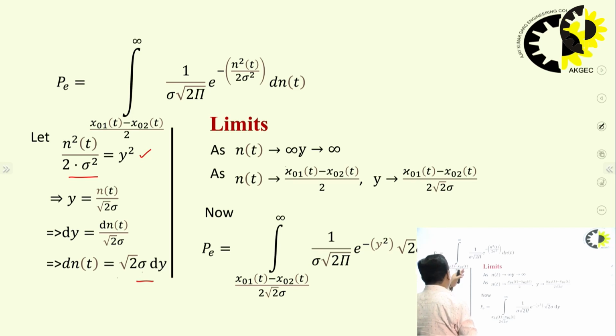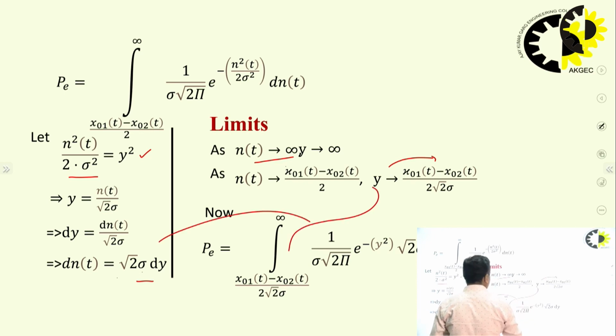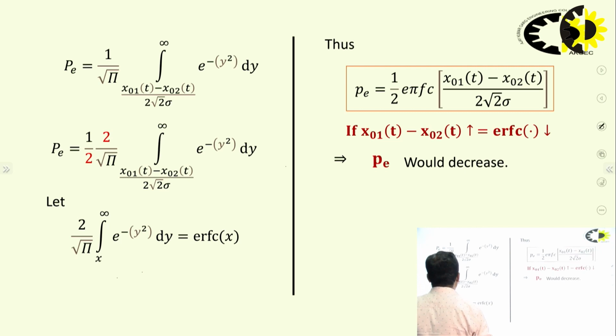If I substitute these values here, the limits will change accordingly. Whenever n(t) goes to infinity, y also tends to infinity, but whenever n(t) is (x01(t) minus x02(t)) upon 2, then y tends to this value. So P is equal to, putting these values and limits, this expression. Further you solve this: 1 upon root pi integration, with this limit, e to the power minus y square into dy.